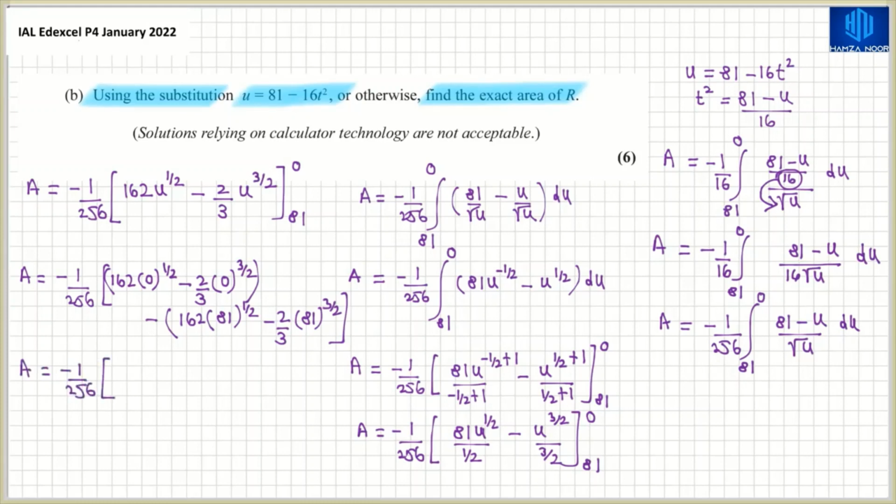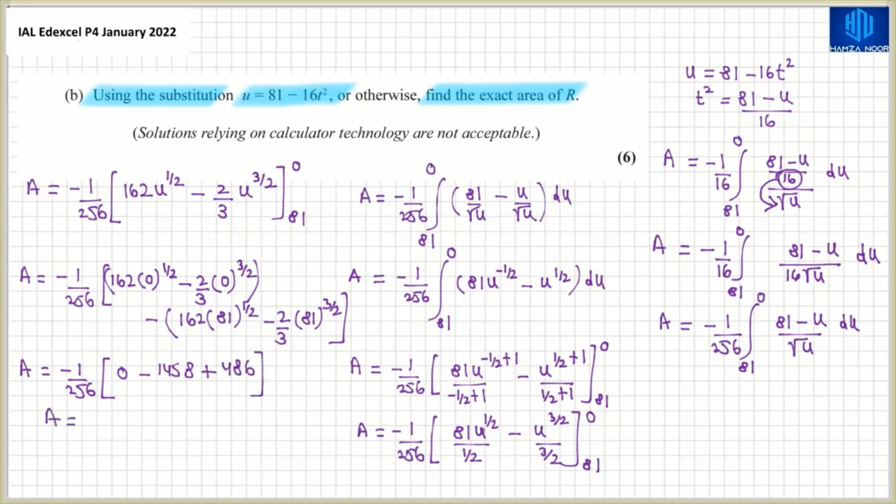This is completely multiplied by 0 minus 162 times under root 81. This is 1458, and since we have a subtraction sign over here, so this will be multiplied by this minus sign. So here we will have a positive sign now. Okay, and 2 over 3 multiplied by 81 raised to the power 3 over 2. This is supposed to be 486. So far we have achieved this thing.